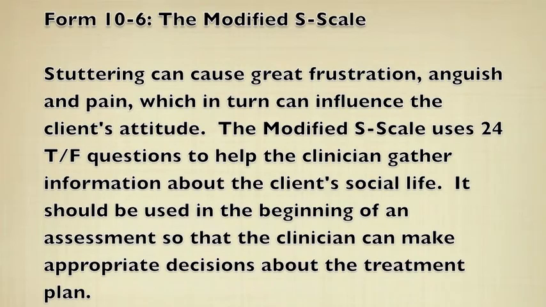Form 10-6, the modified S scale. Stuttering can cause great frustration, anguish, and pain, which in turn can influence the client's attitude. The modified S scale uses 24 true-false questions to help the clinician gather information about the client's social life. It should be used in the beginning of an assessment so that the clinician can make appropriate decisions about the treatment plan.